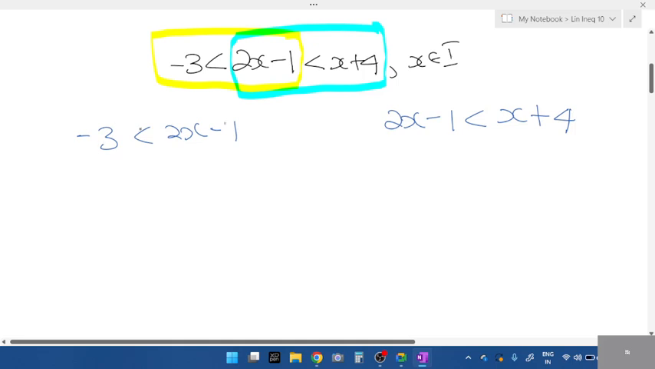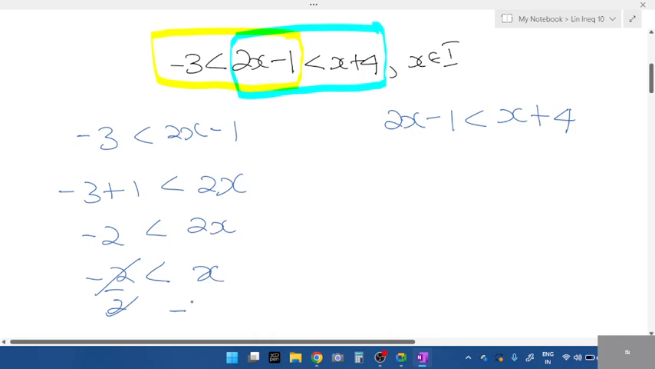Now, if you solve this, don't write. Let me solve. If you solve this, minus 3 minus 1 goes to the left hand side, plus 1 less than 2x. You get minus 2 less than 2x. We are going to divide positive numbers. Sign remains as it is. Minus 2.